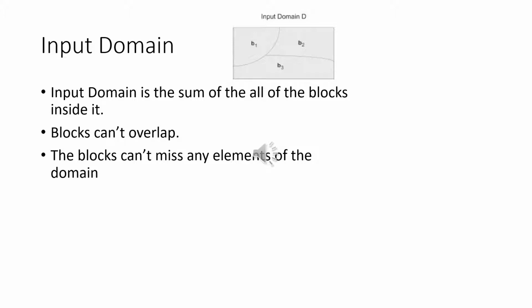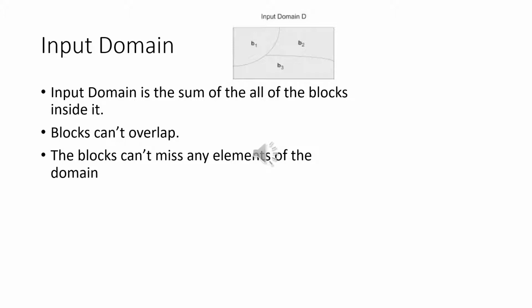We begin by discussing what a domain is. A domain is all the possible values that can be inputted into whatever software you're using. These can be any sort of variables, any sort of objects, things like that. But that's how we define the input domain.